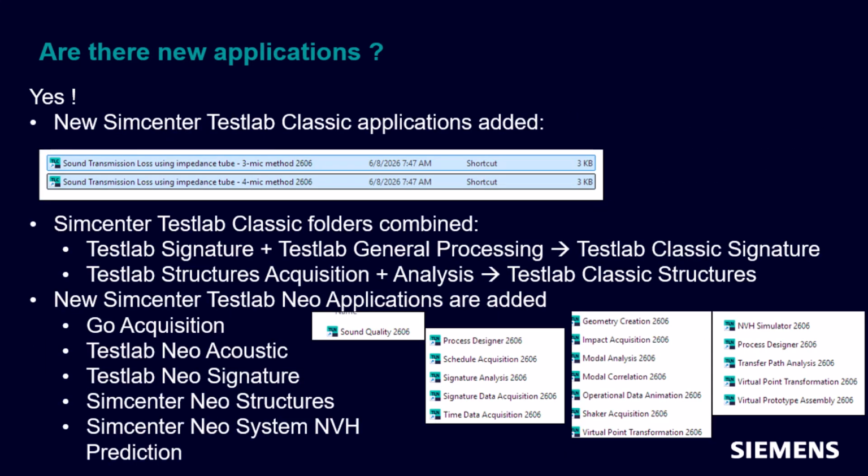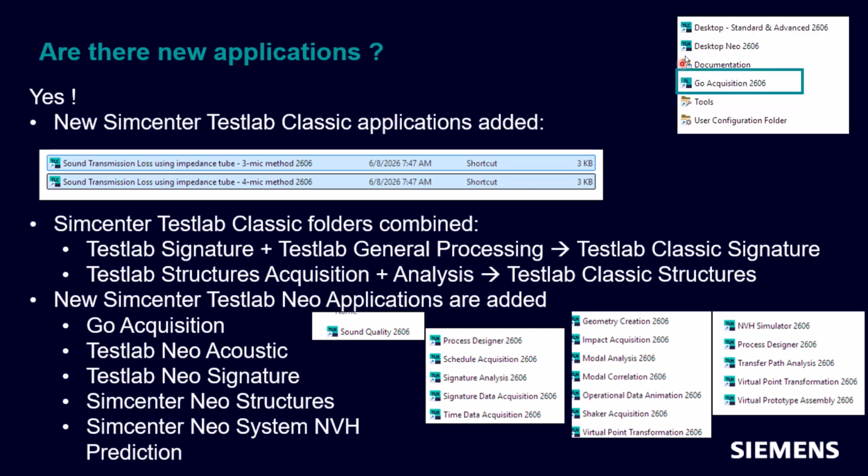And now, are there new applications? One thing I mentioned right away is this Go acquisition. So we can start desktop, standard and advanced, desktop Neo, and we can also start Go acquisition. I don't have a slide on this, but this Go acquisition is going to replace the recording workbook.